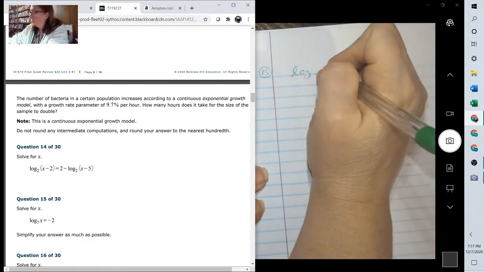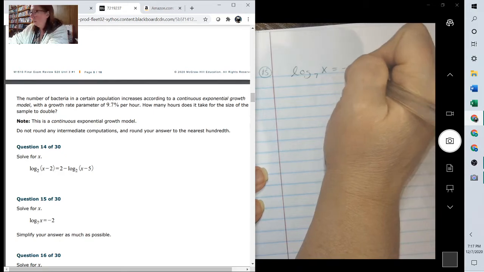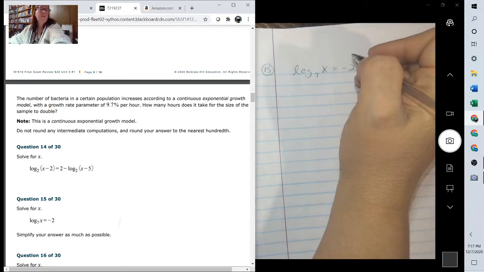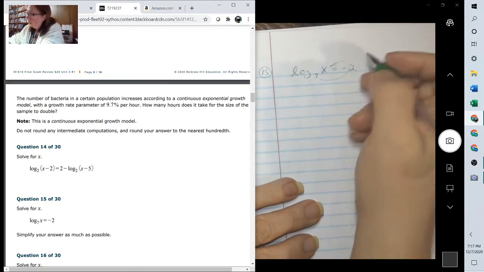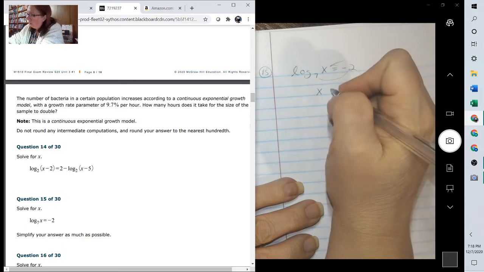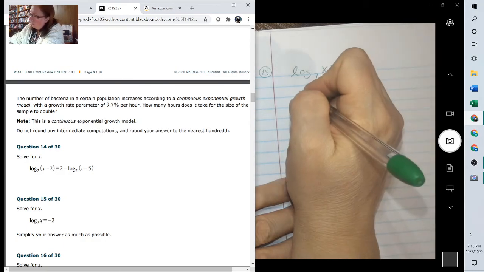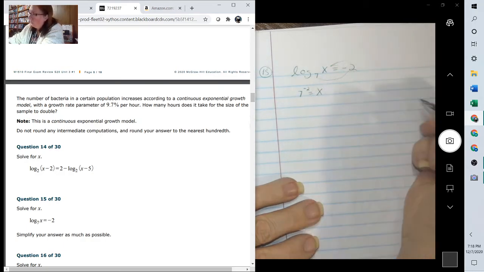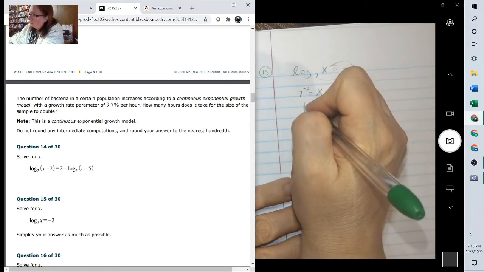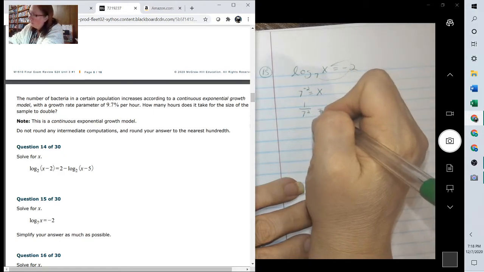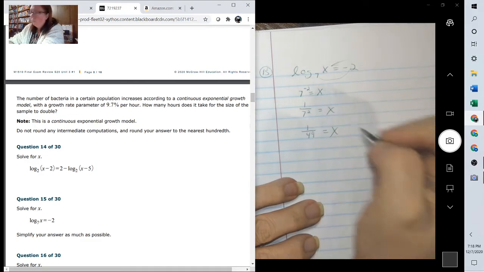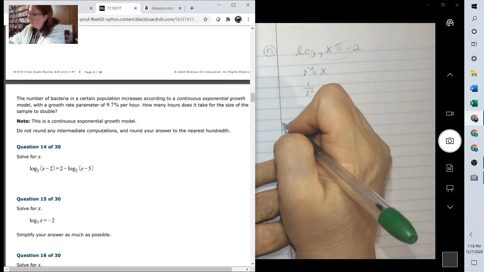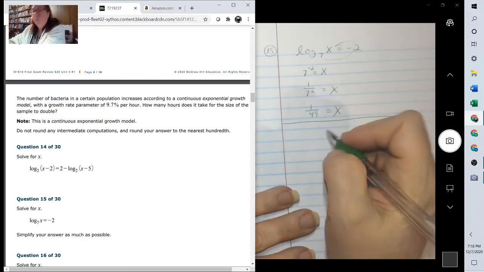Log base 7 of x equals a negative 2. Simplify your answer as much as possible. Okay, if we rewrite it, 7 to the negative 2 equals x, which would be 1 over 7 squared, which would be 1 over 49. This is one where they do not want the decimal, they want the fraction.